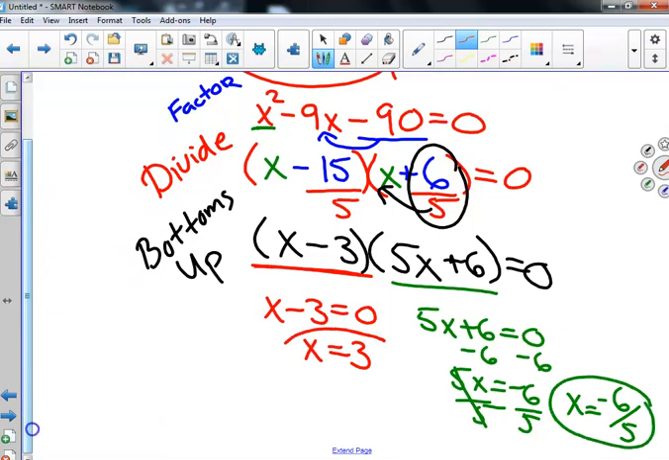So again, factoring is just a step in the process of solving. You could just factor and not have to solve, but if you do have to solve, you can sometimes use factoring to help you do that. All right, that one's down. On to the next one.